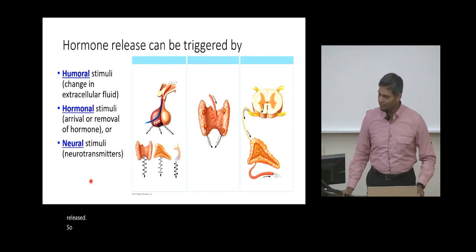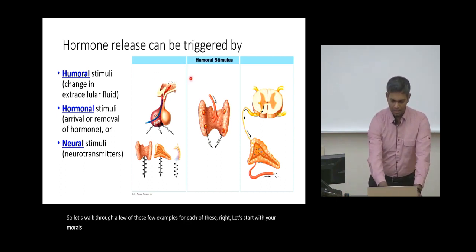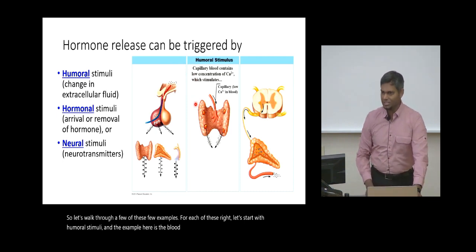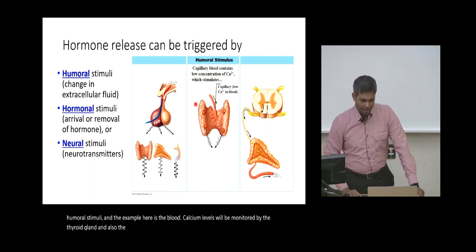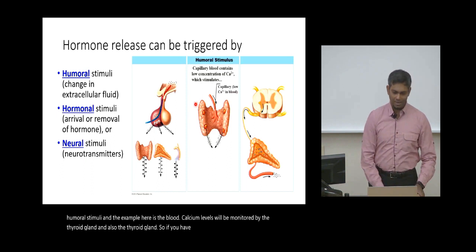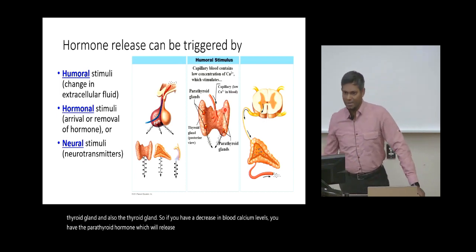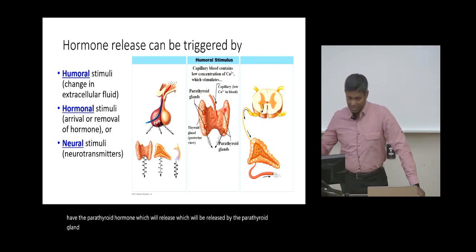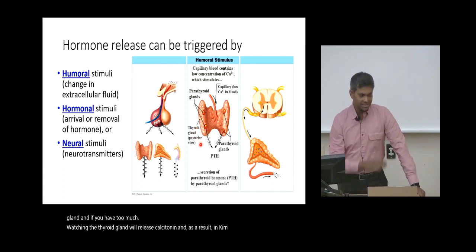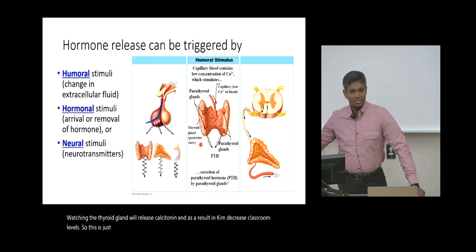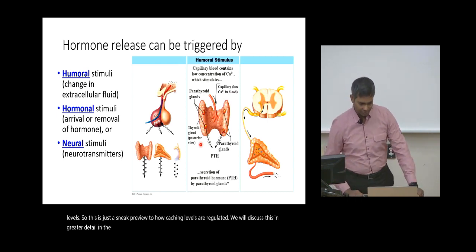So let's walk through a few examples for each of these, right? Let's start with the humoral stimulus. The example here is that blood calcium levels are monitored by the thyroid gland and also the parathyroid gland. If you have a decrease in blood calcium levels, parathyroid hormone will be released by the parathyroid gland, and if you have too much calcium, the thyroid gland will release calcitonin, and as a result, it can decrease calcium levels. So this is just a sneak preview of how calcium levels are regulated. We will discuss this in greater detail in the upcoming lectures.